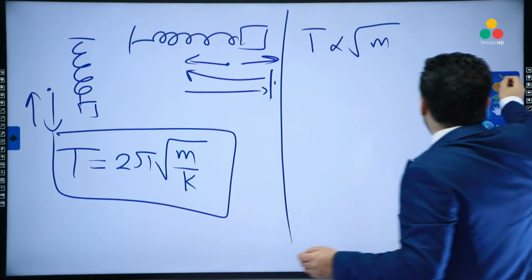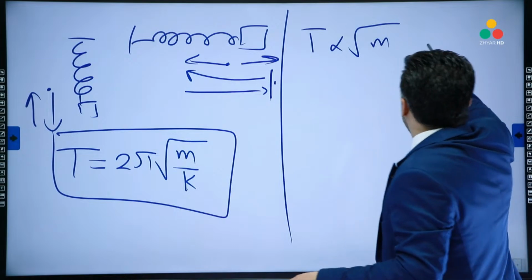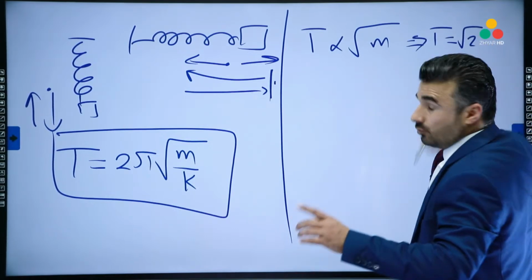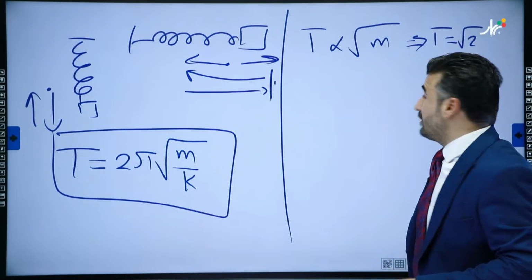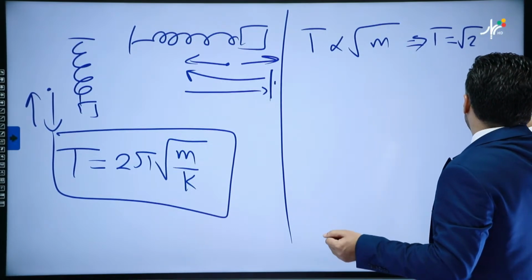So if I say the mass is doubled, what will be the period? In this case, if we double the mass, we can say the period will increase by the square root of 2, not just multiply by 2, yeah? Why? That is because, based on this, we can say this.